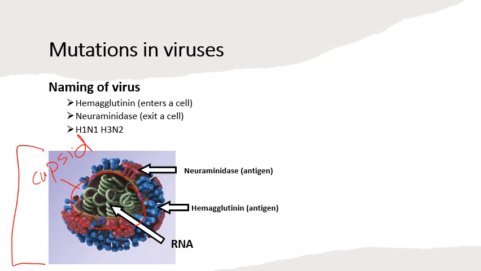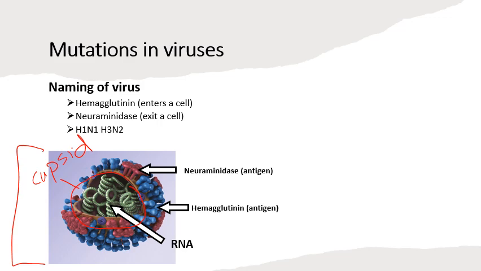most virus particles will have some version of neuraminidase or hemagglutinin on their surface, because these are the proteins or the antigens that virus particles will use to help them enter or infect a cell, and also proteins that they need to exit that cell successfully and then spread those virus particles to other cells too.